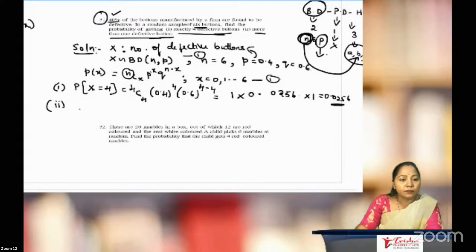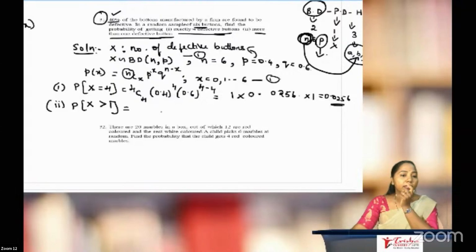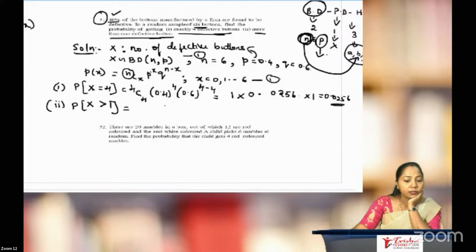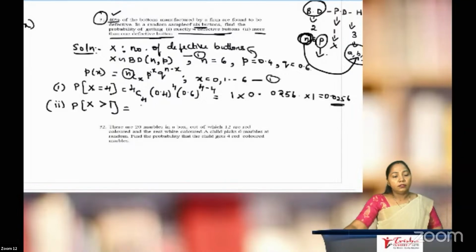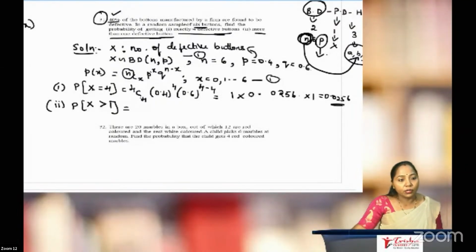Okay. Second question. More than 1 defective button. Probability x greater than 1. What are the values taken by x now? In the previous case, it was x is equal to 4. X took only one value, that is 4. It was clearly mentioned there that x is 4. In this case, x is more than 1.